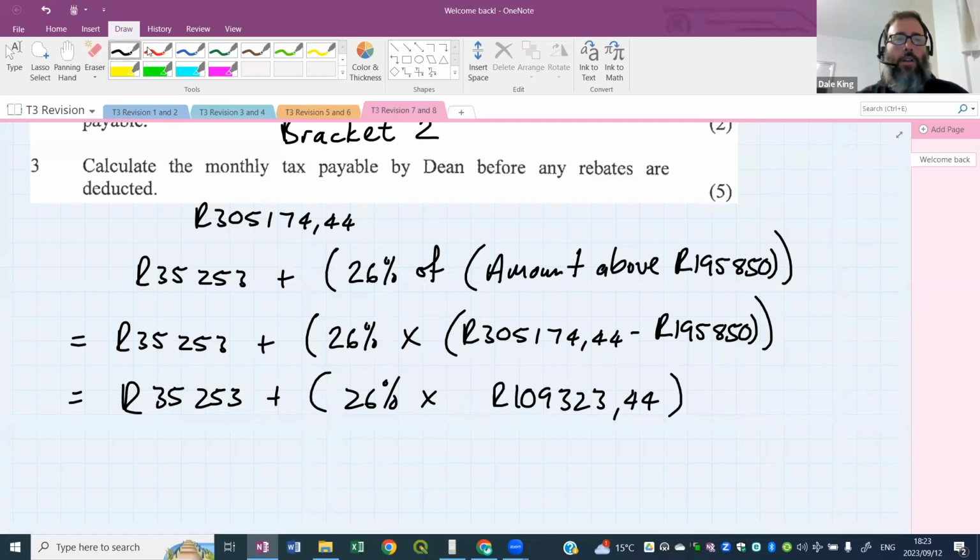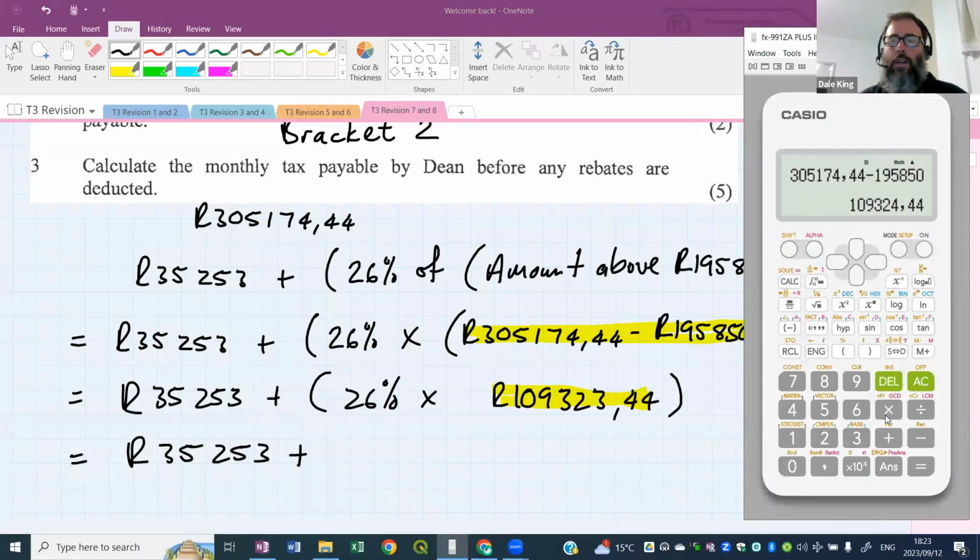So that's where we are. This part of the calculation gives us this value over here, just for everyone to follow. And then we're going to move down. Now we need to take 35,253 and add on 26% of this value here. So I'm just going to do that now. 26%, as you all know, is 26 over 100, times 109,323.44. So 26% of 109,000, and so on.